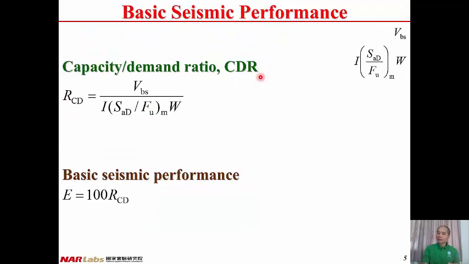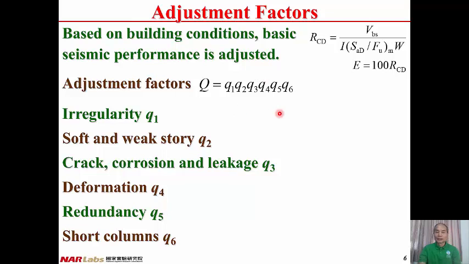So far, the basic seismic performance has not considered the conditions of the building. No matter the condition is good or bad, we have the same basic seismic performance for the same building. Therefore, based on the building conditions, the basic seismic performance E is adjusted by the adjustment factors Q, and there are totally 6 adjustment factors. Q equal to Q1 times Q2 times Q3 times Q4 times Q5 times Q6.